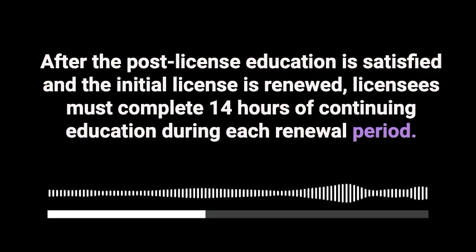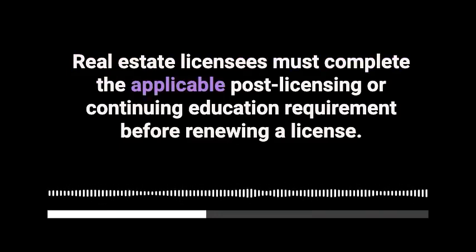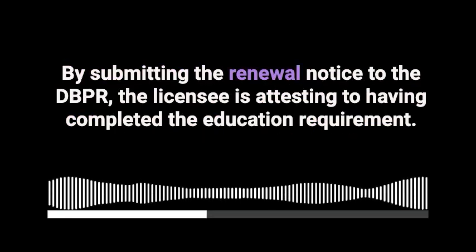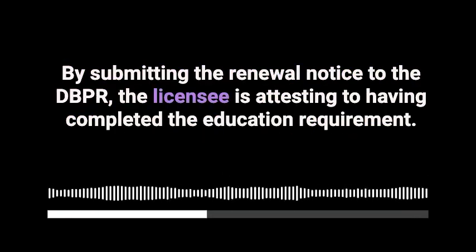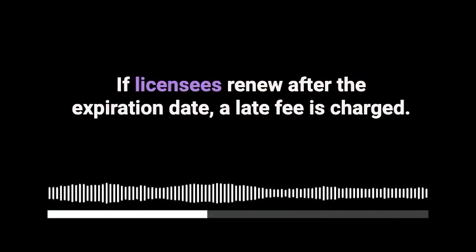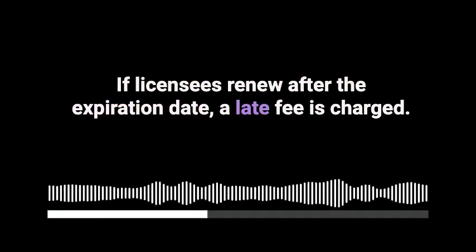during each renewal period. To renew a real estate license, the licensee submits a renewal notice and the biennial license fee. Real estate licensees must complete the applicable post-licensing or continuing education requirement before renewing a license. By submitting the renewal notice to the DBPR, the licensee is attesting to having completed the education requirement. If licensees renew after the expiration date, a late fee is charged.